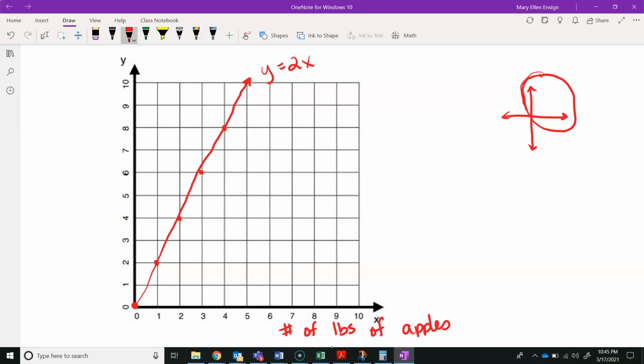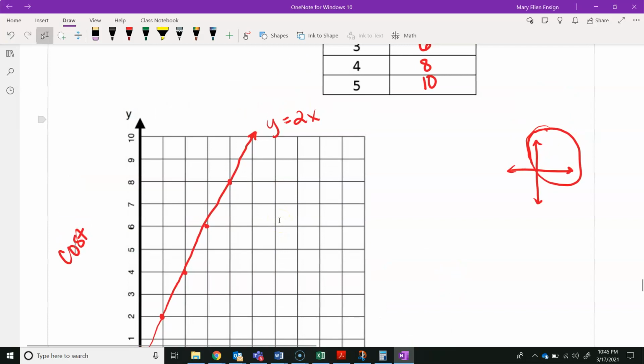And the y value is the cost. Okay, so this is the beauty. This is why we use equations, right? We model things. This is called mathematical modeling. We're taking a situation and modeling it with an equation. And then we can use that equation to show what's happening visually. We can predict things, all different things we can do with that.